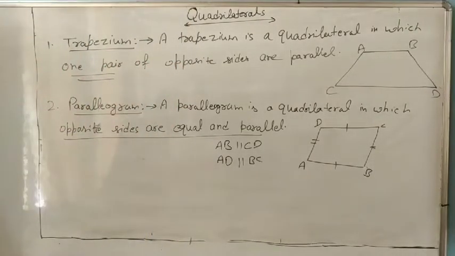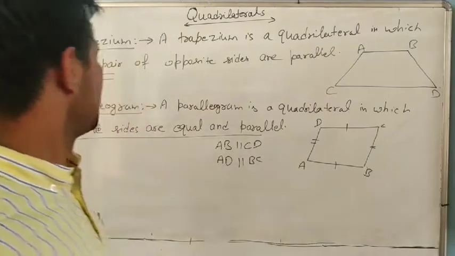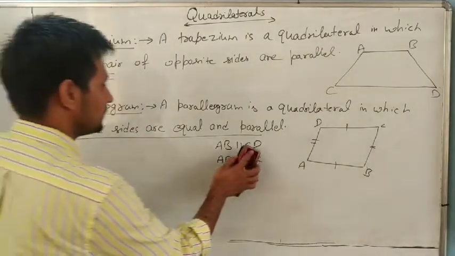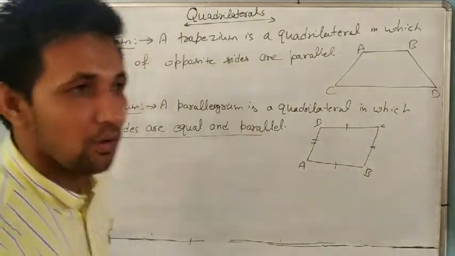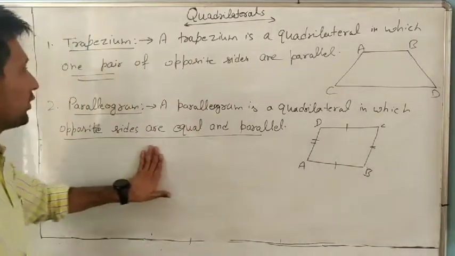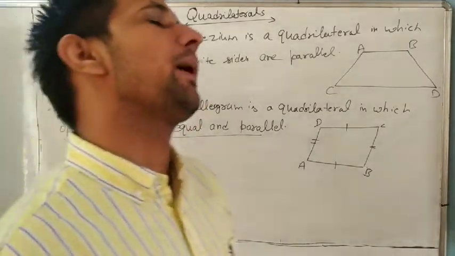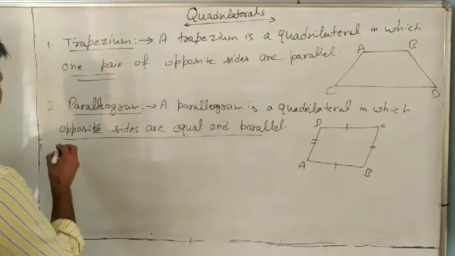Understand or not? So now you can note it down. And now I am writing its properties. Opposite sides are equal and parallel. Understand? And some more properties.